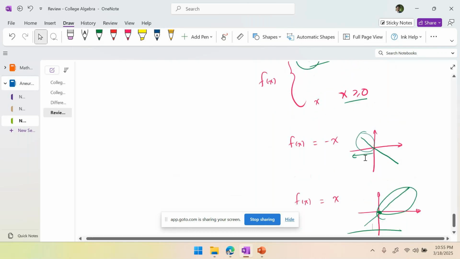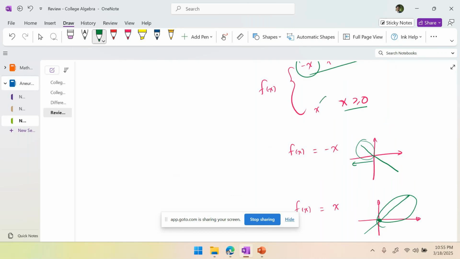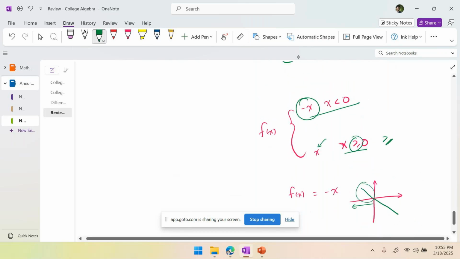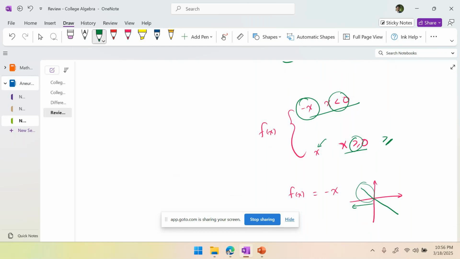And here the endpoint belongs to this graph because of this inequality sign. You have greater than as well as equal, but that equal sign is not there in here. Okay, so that's basically the idea of piecewise functions, and we have done a couple of problems in class and they are on the slide as well, so please go through those questions.